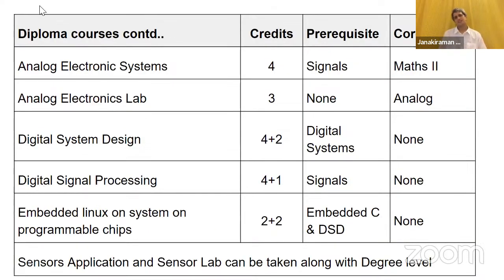Okay. From here you jump to the next, higher level of courses. Basically, the analog electronic systems course, which has a prerequisite of signals and systems. Then the analog electronics lab. Again, this is going to be very similar to what you did in the electric and electronic circuits lab, right?